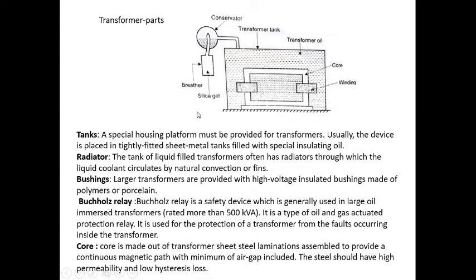So first of all we will see the tank. A special housing platform must be provided for transformers. Usually the device is placed in tightly fitted sheet metal tanks filled with special insulating oil. Radiator, bushing and Buchholz relay are not shown in the figure. The tank of the liquid filled transformers often has radiators through which liquid coolant circulates by natural convection. Then next is the bushing.